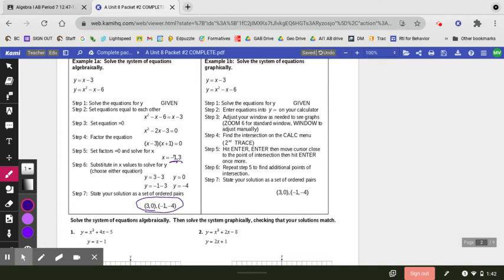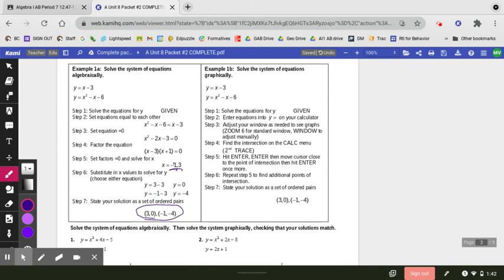I can solve it graphically using my graphing calculator. I solve both equations for y. I then enter them both into y equals. I adjust my window to make sure I can see both graphs, especially where they intersect. Zoom 6 will give me my standard window, or I can adjust the window. I find the intersection, and I do calc menu, which is second trace, hit enter, move the cursor close to one of the intersections, hit enter, and then I repeat this for the other intersection.